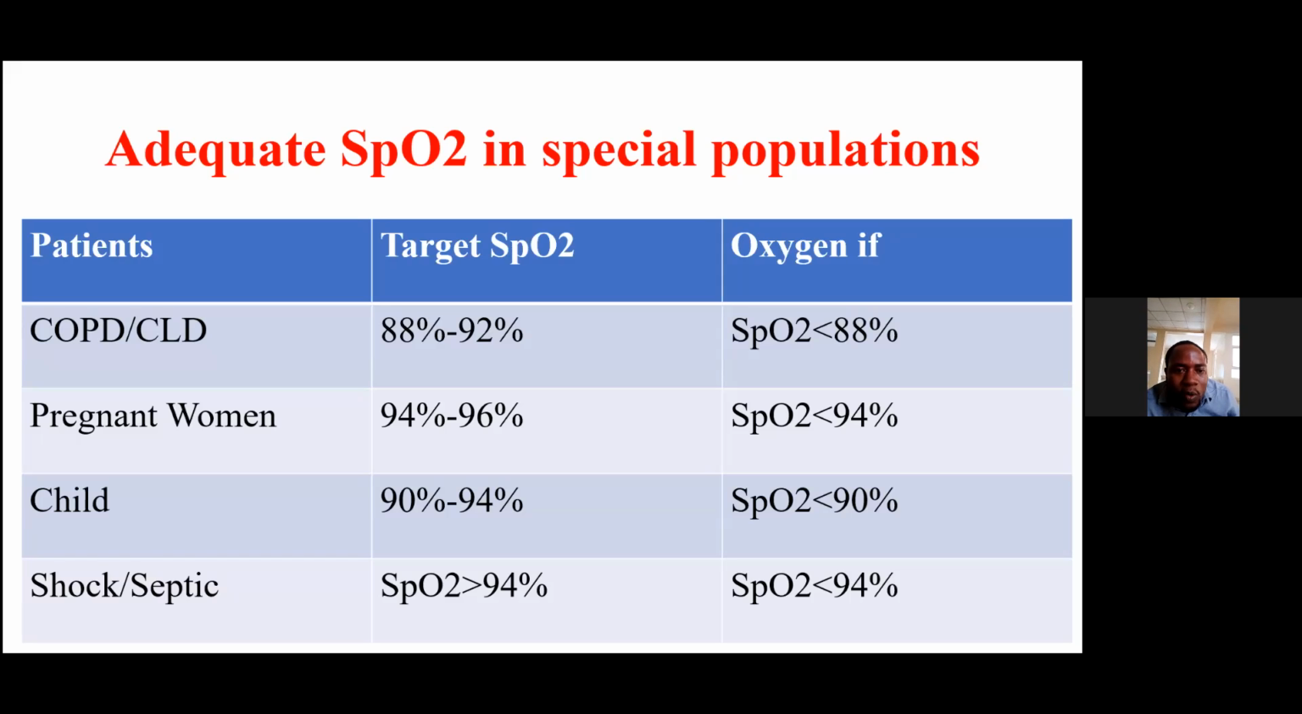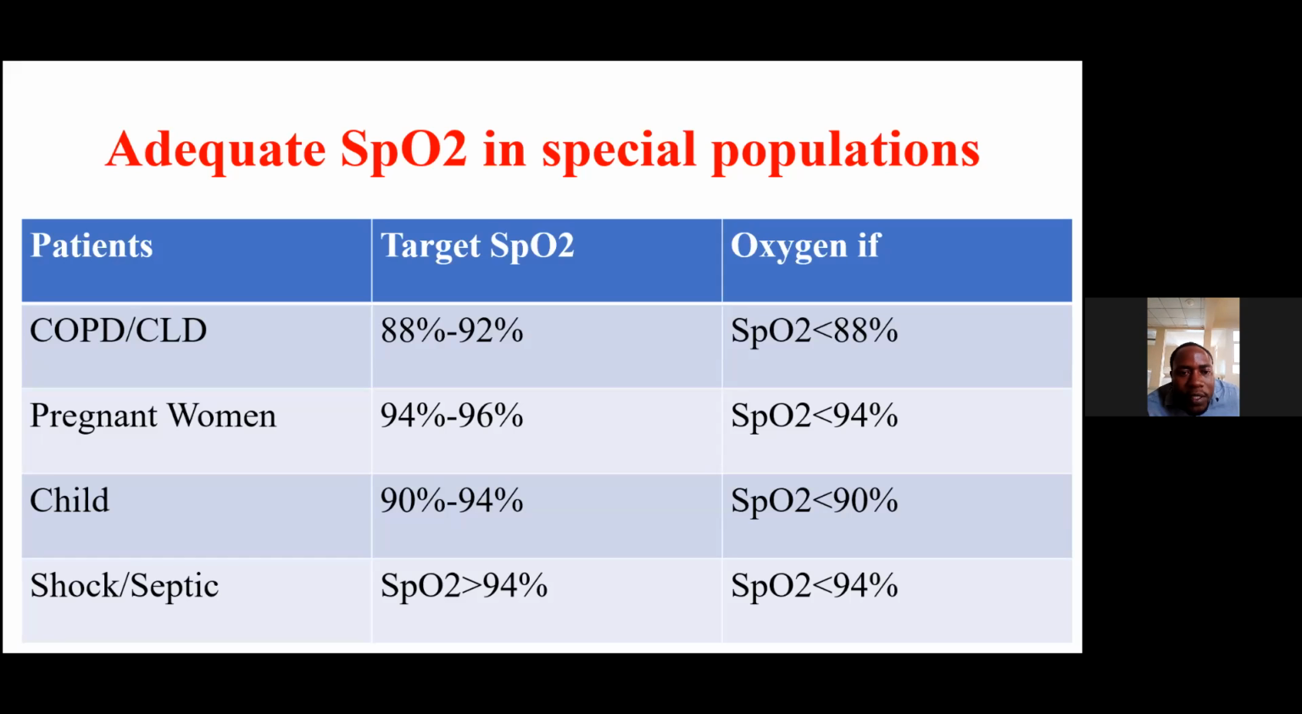In pregnant women, where the oxygen demand is high and the respiratory reserve is diminished, you aim for a higher oxygen saturation. So your threshold to provide oxygen should be very minimal. When their saturation is less than 94%, you need to give oxygen so that you support them. Their demand is very high, so that's why they generally require higher oxygen support than the rest of the population.